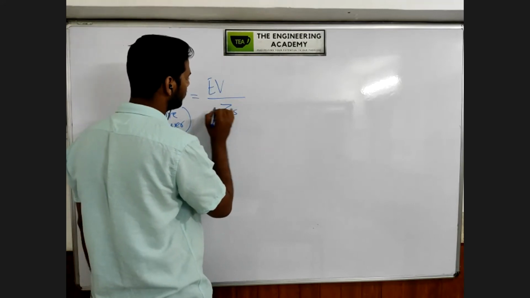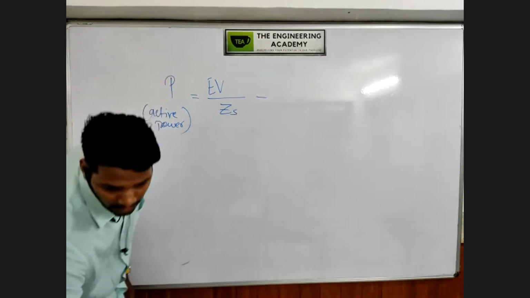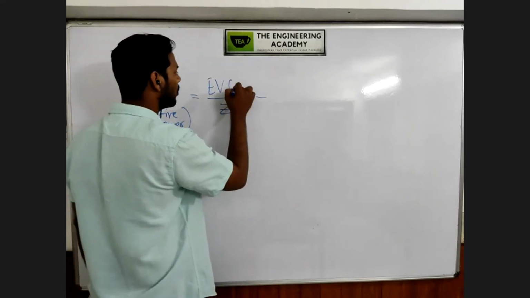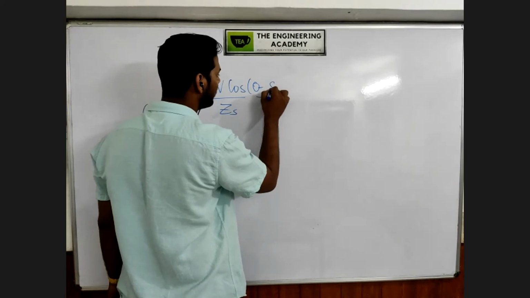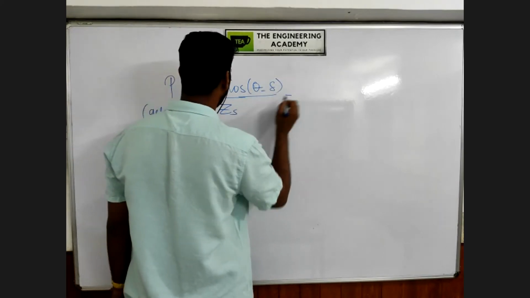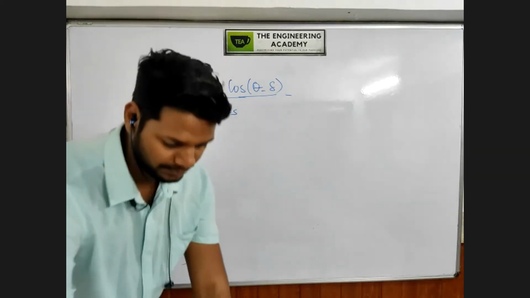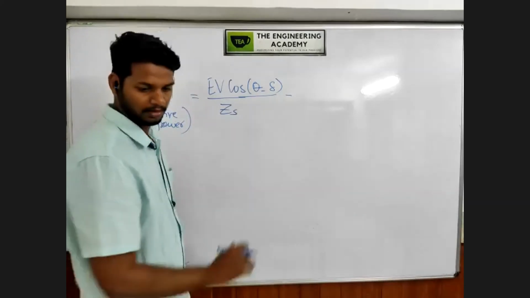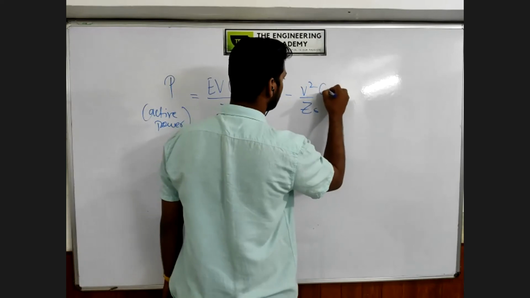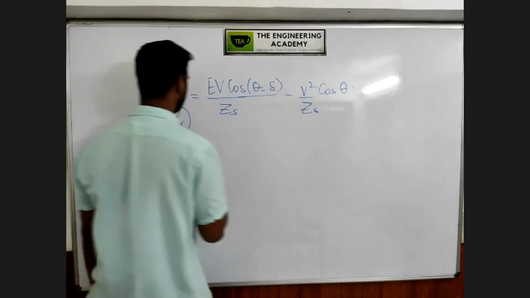Active power is given by EV/ZS sin(theta minus del), minus V square by ZS cos theta. That is, P = (EV/ZS) cos(theta minus del) minus (V^2/ZS) cos theta.